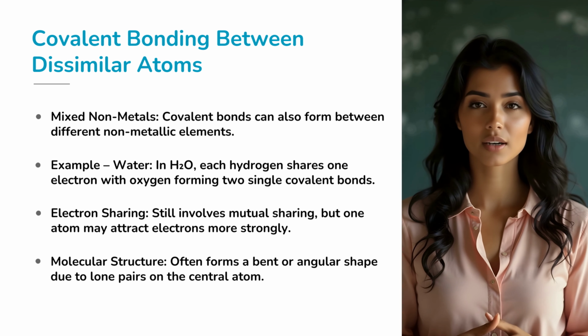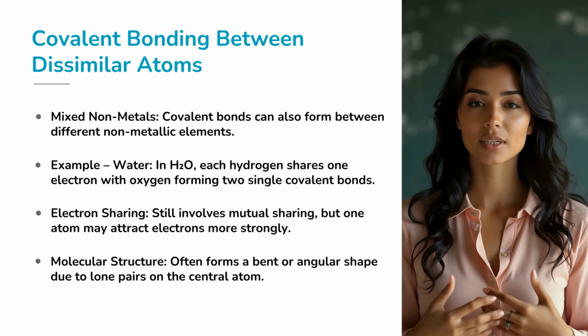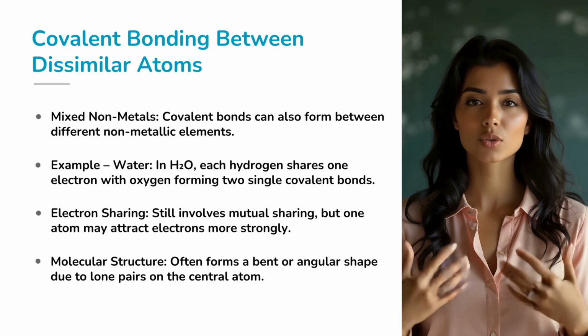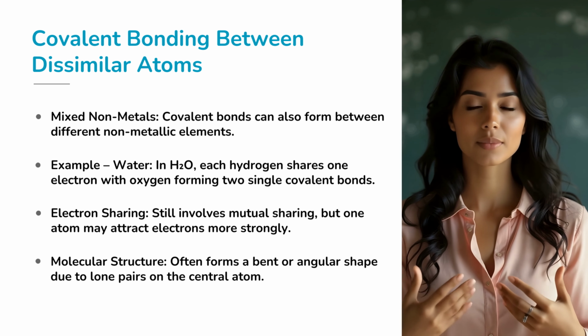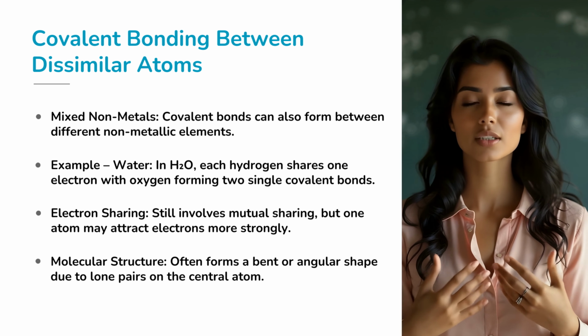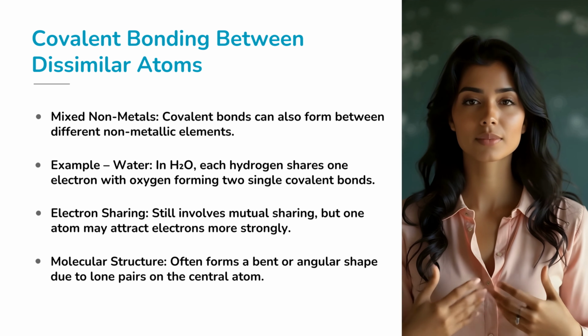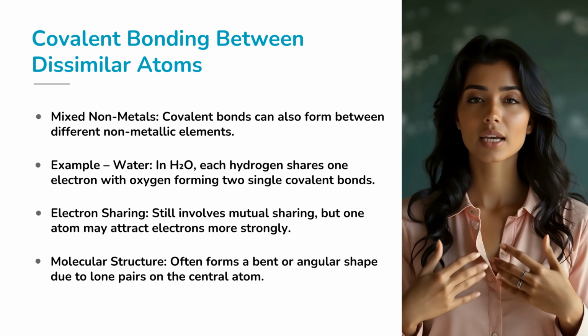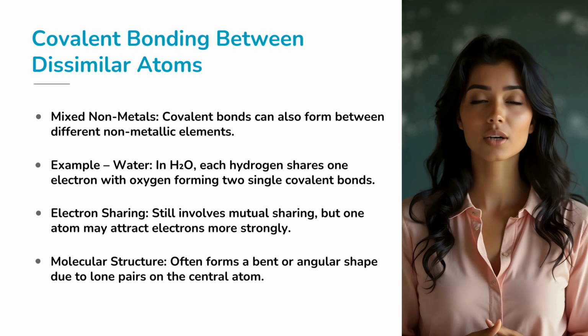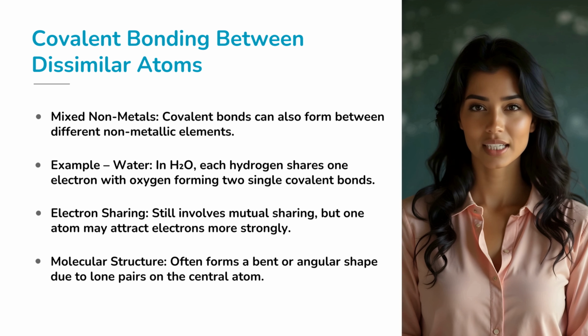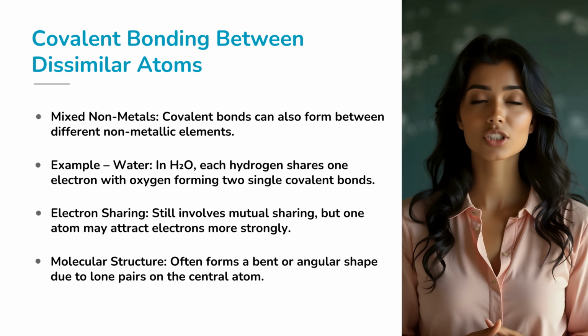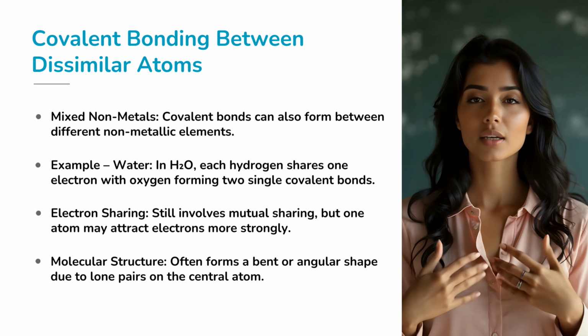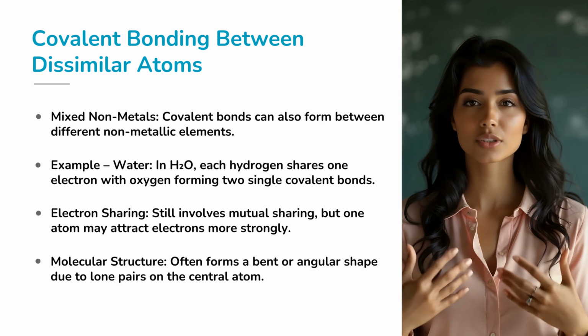Alright, so far, we looked at bonding between similar atoms. But what about different ones? Can two dissimilar nonmetals form covalent bonds? Absolutely. Let's take the water molecule H2O. Here, each hydrogen shares one electron with oxygen, and oxygen shares one with each hydrogen, forming two single covalent bonds.